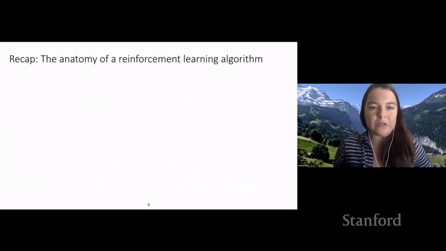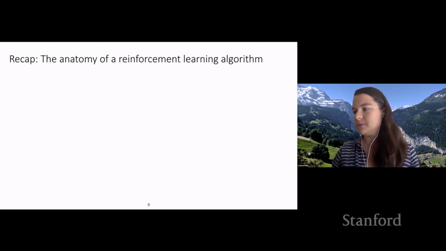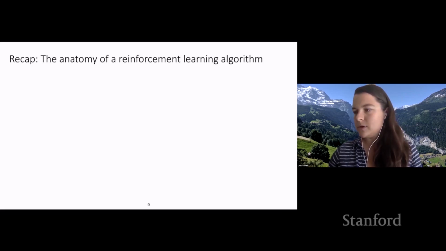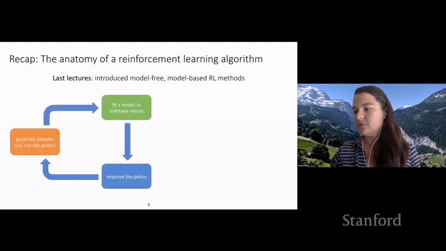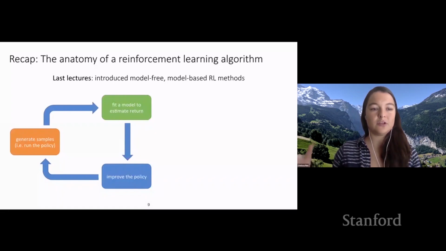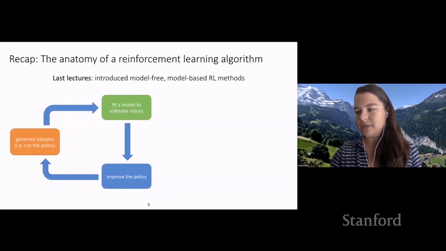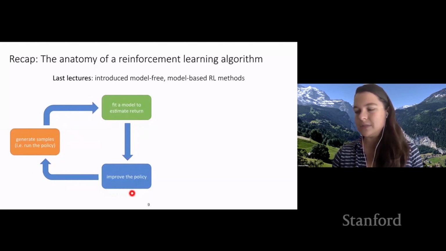For this, we'll recap briefly some of the things that we covered in the previous lectures to build up to the problem statement. In the past few lectures, we've introduced model-free and model-based reinforcement learning methods, within a general framework of a reinforcement learning algorithm that iterates between generating samples, fitting some model to estimate the return, and using that to improve the policy.